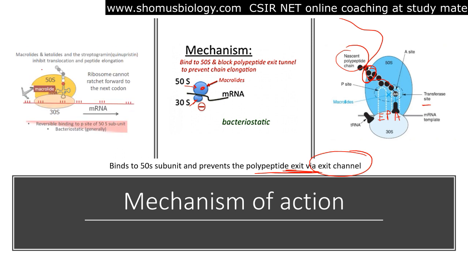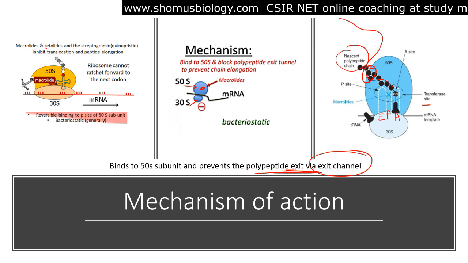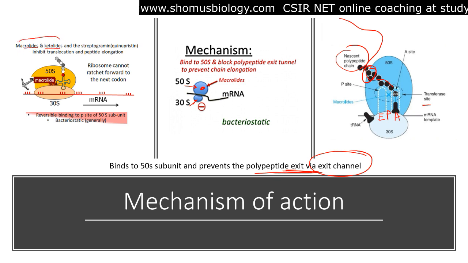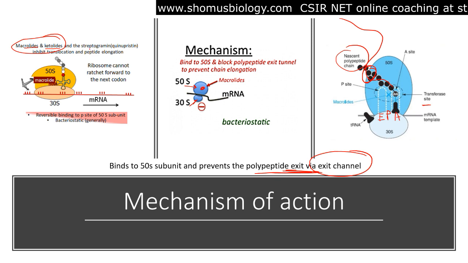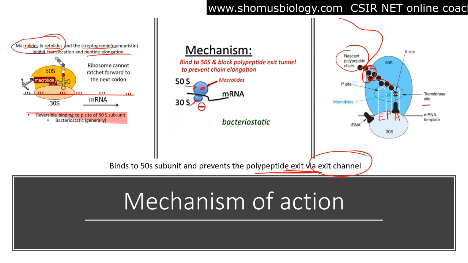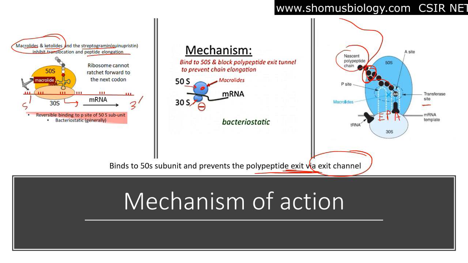That is the mechanism. You can see here the macrolides and ketolides. There are two types of antibiotics, macrolides and ketolides, and the streptogramins. All these three inhibit the translocation of peptide elongation. So there is a particular phase known as translocation of peptide elongation, where the ribosome moves one codon unit apart from 5' to the 3' direction. That is known as translocation. This is where the transfer of the nascent peptide is done from the P site tRNA to the A site, and also the exit is mediated.